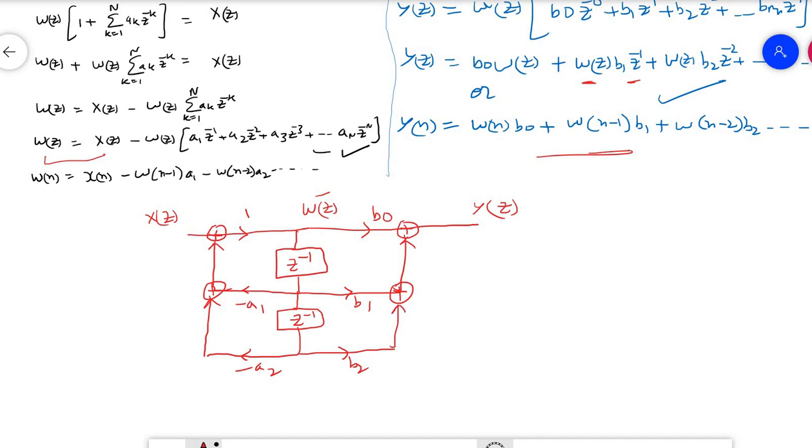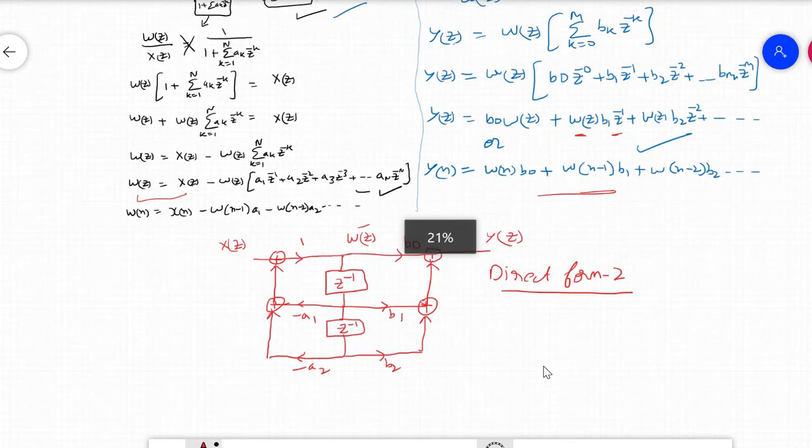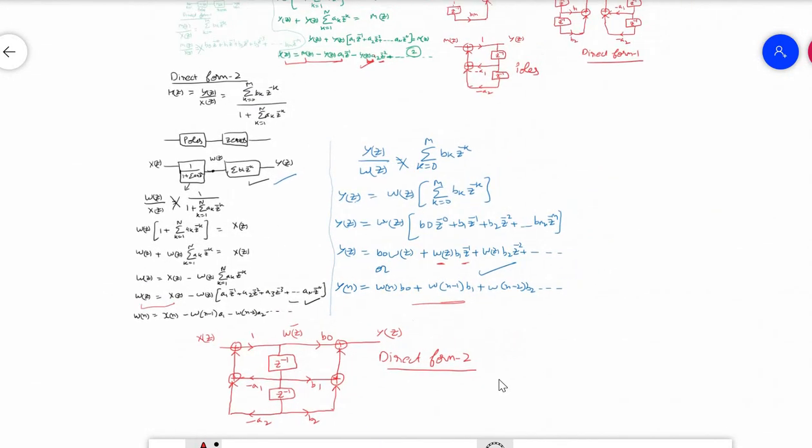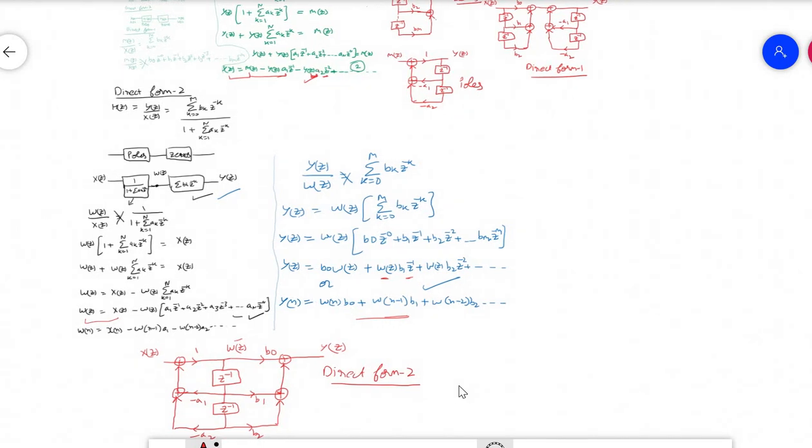So the realization of this is direct form 2. Now always we prefer the direct form 2 structure instead of direct form 1. Why? I am showing you. Now the structure of these two, this one and this one, let's see the difference. The difference is space. Direct form 1 takes more space, so we always prefer direct form 2 realizations or structures.